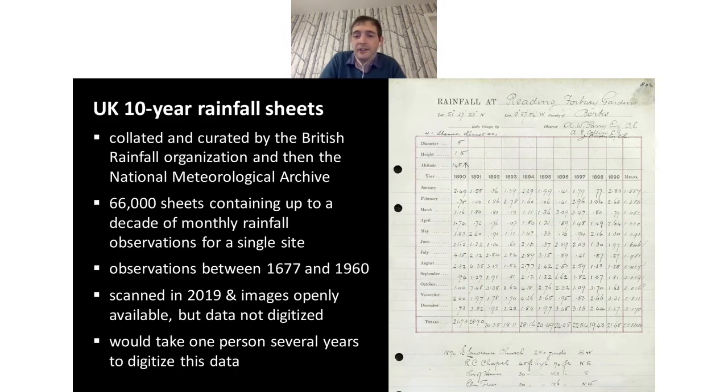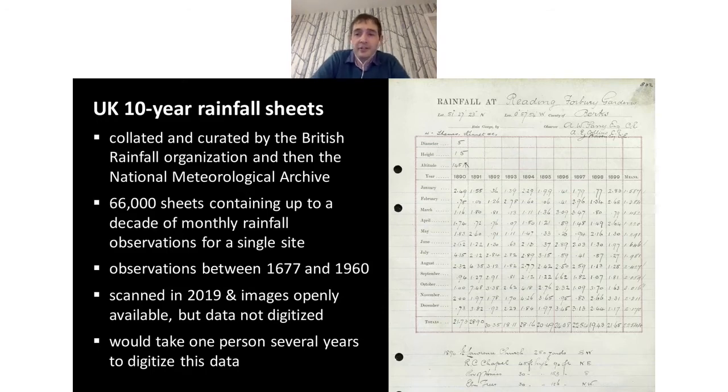And so this is what those pages look like. This is one example from Reading, where I'm currently sitting. This is one page from what's called one of the 10-year rainfall sheets. And these were collated and curated originally by the British Rainfall Organisation, and they've been curated by the National Meteorological Archive for the last long time.